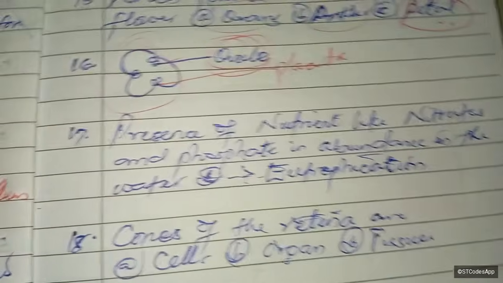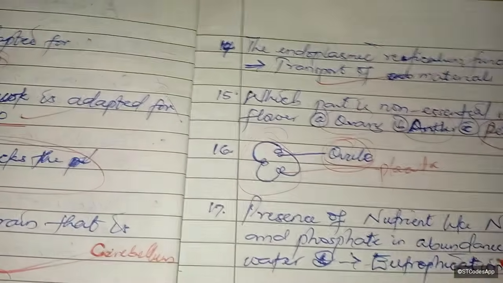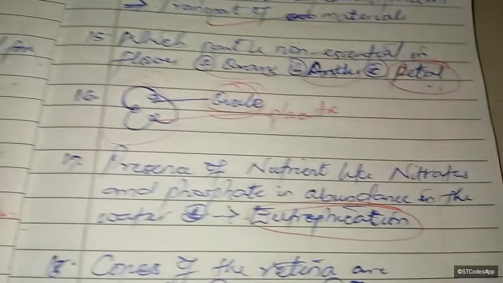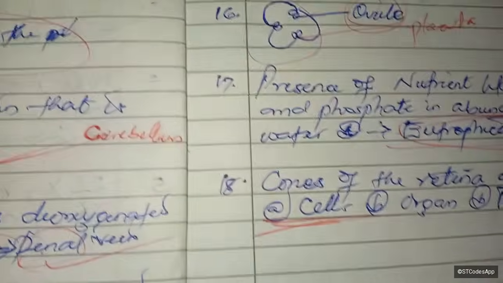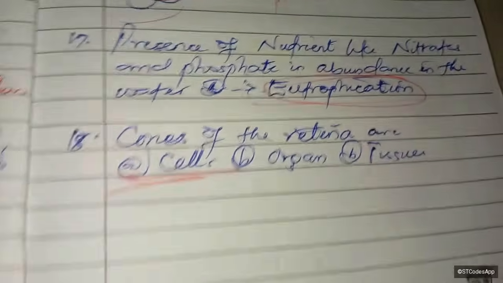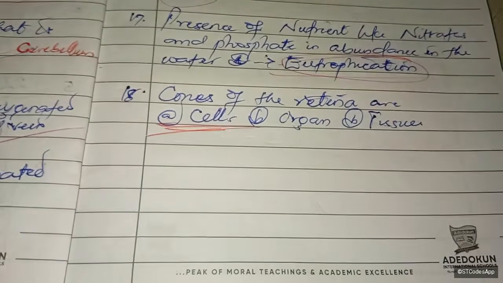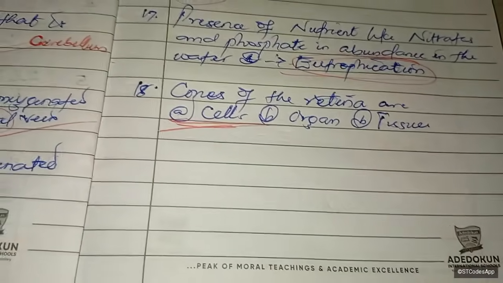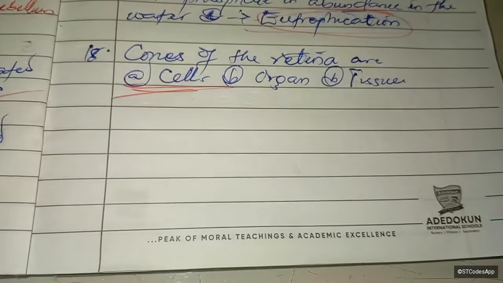Presence of nutrients like nitrates and phosphates in abundance in water leads to eutrophication. Don't forget, eutrophication means overloading of nutrients. It's like a nutrient overload. Then cones of the eyes. Are they cells, organs, or tissues? They are cells. Cones and rods. Remember that they are light sensitive, right? So one is sensitive to dim light, the other is sensitive to bright light. So those are the questions that also came out in biology.